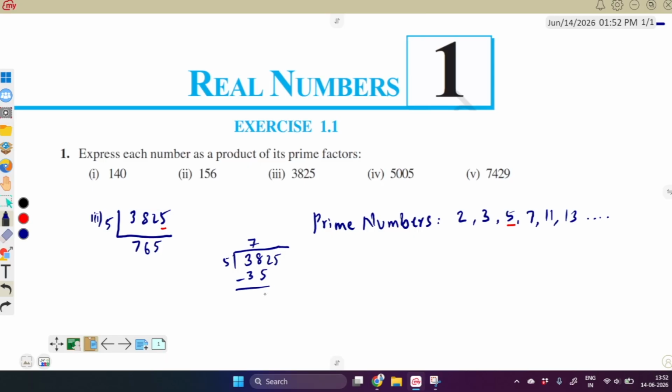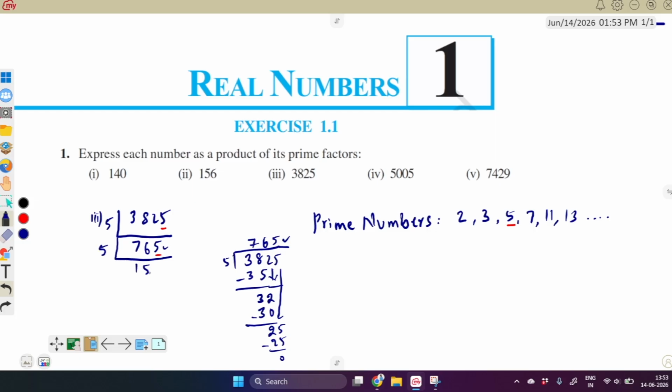5 7s are 35, subtract it, you will get 3, bring down 2. Now we have 32, 5 6s are 30. Subtract, you get 2, bring down 5, so 5 5s are 25. Okay, so either way is easy for you. If you have large numbers, better we go with normal division. Okay, now see, this is again ending with 5, so again we are going to divide it by 5.